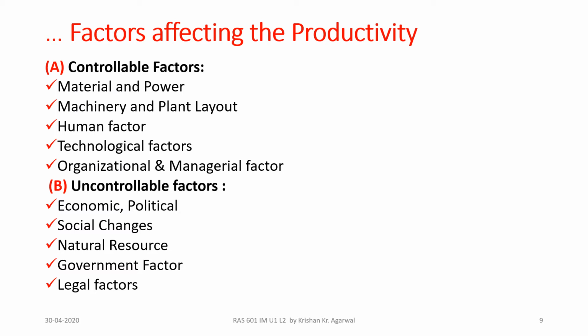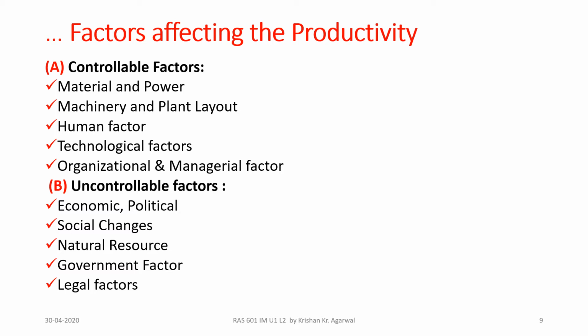Next is the human factor. When we talk about the human factor, there are two sub-factors associated with labor working in an organization. One is the ability to work, which comes through knowledge as well as training. Another, which is more important than the ability to work, is motivation. If the worker has the willingness to produce a good, qualitative product, then only the productivity of the plant will be increased.